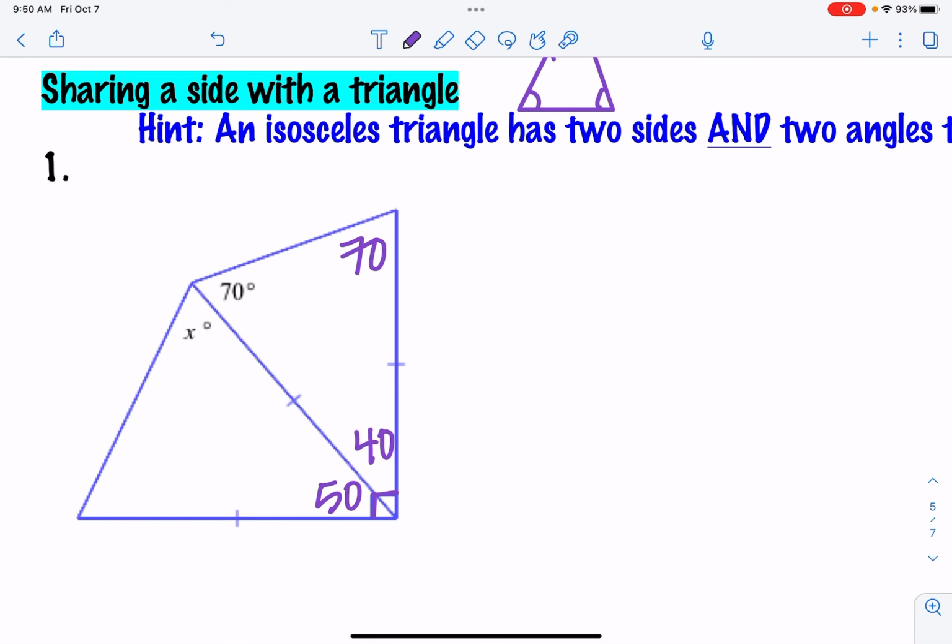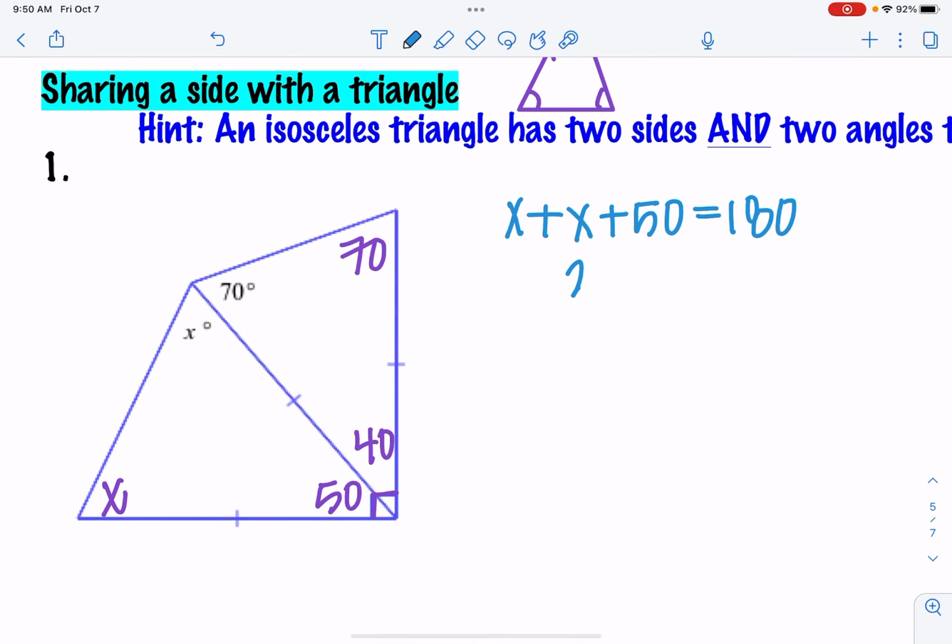Now we've moved into the second isosceles triangle. This isosceles triangle has these two sides marked, which means the angles across from them are the same. So if this one's X, that has to make the other one also X. And that gives me enough information to write an equation to solve for the sides. So now you have X plus X plus 50 equals 180. So now you get 2X equals 130. So you get X equals 65.